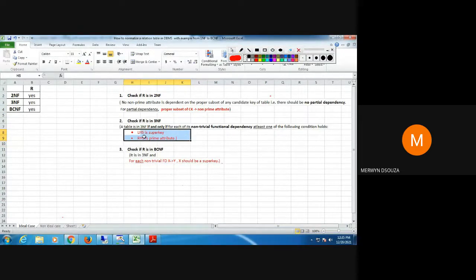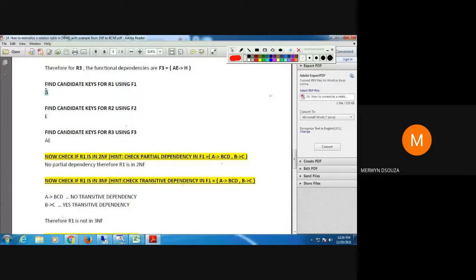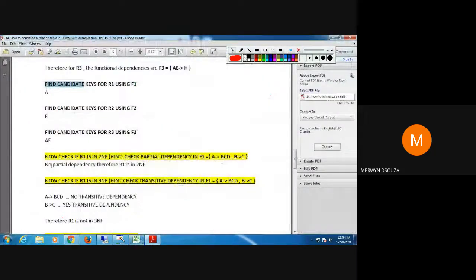Otherwise, if this is false, then that means there is a transitive dependency. So when you check here, there is no transitive dependency. Left hand side is a super key. It's a candidate key, so it has to be a super key. Left hand side of R1 is A, and A is the candidate key of R1. We have already found that. Therefore it satisfies this condition. No transitive dependency in the first functional dependency of R1.